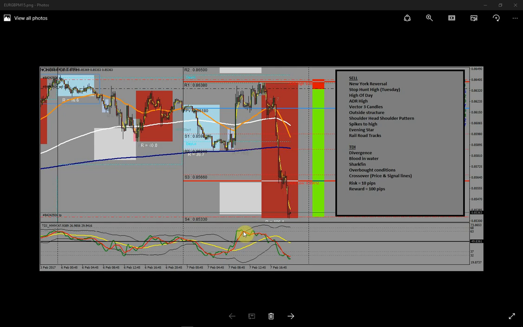So we have shark fin high, we have blood in water, we have a crossover between the price and the signal lines. We have overbought conditions here. Understand? This is overbought conditions, and then what else do we have? Yeah, that's it. Let's look at another one.